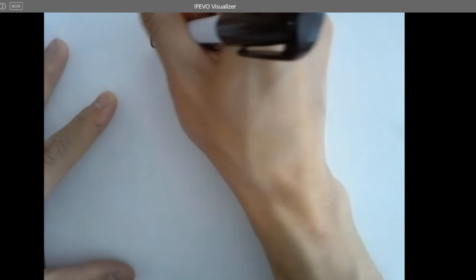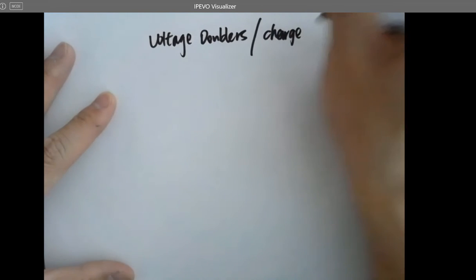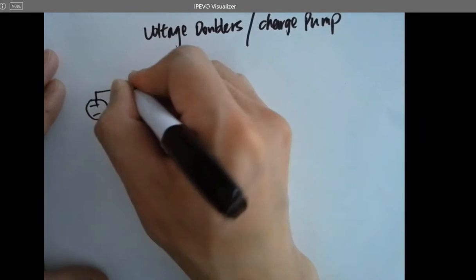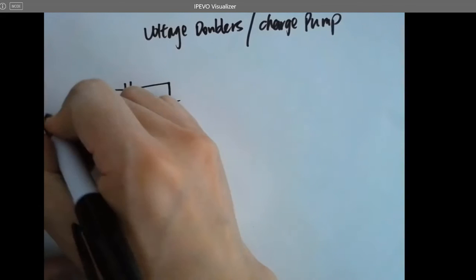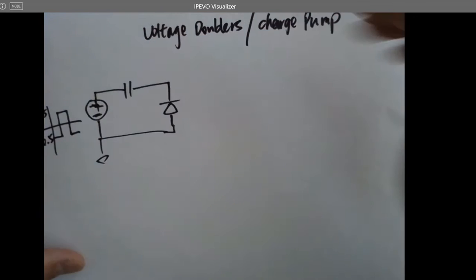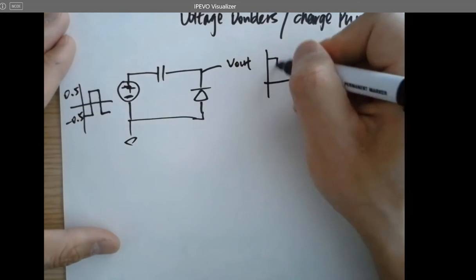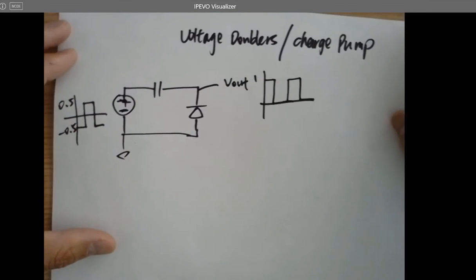And another thing, last time we mentioned voltage doublers and charge pump. Here's a voltage doubler. And if I have an input signal swing around -0.5 to 0.5 V, V out will be 1 to 0. Alright, that's a conclusion from last time.